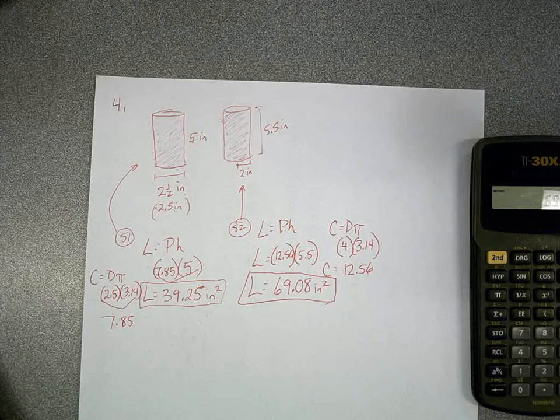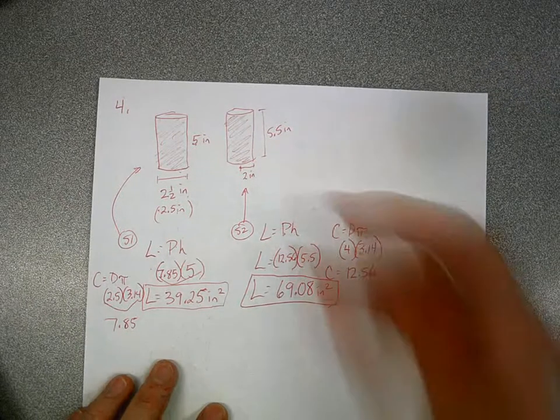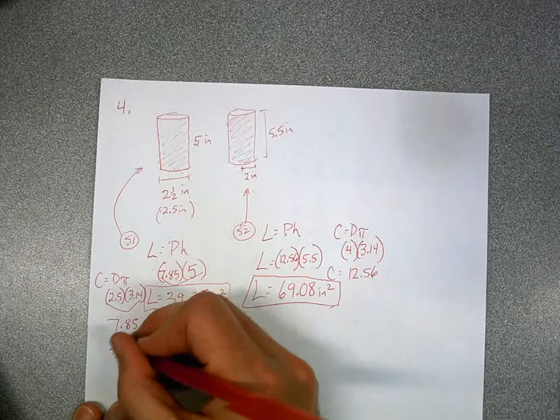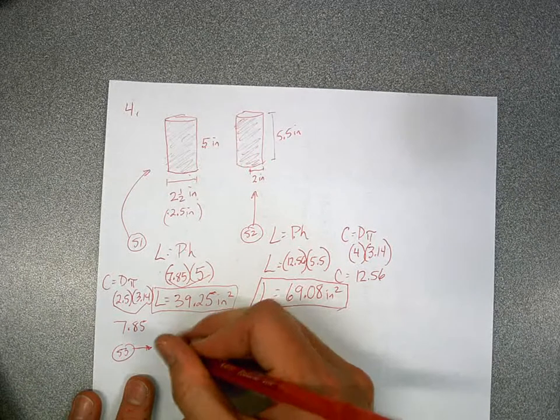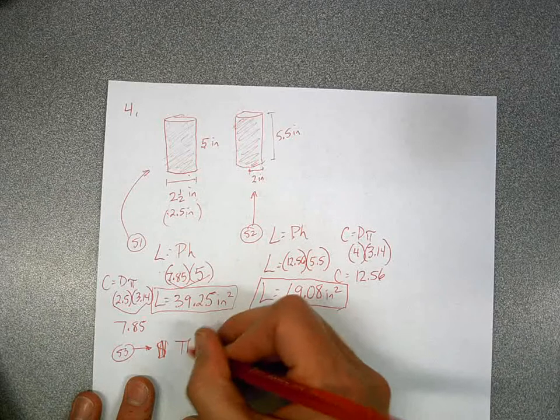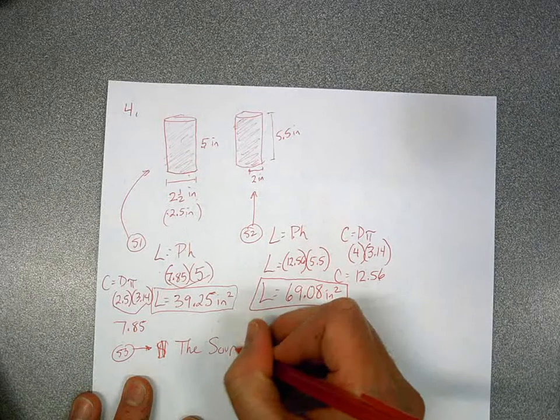The question says, is more paper needed to make the label on the orange juice can or the soup can? What's the answer, guys? Soup can, right? So this could be step three. Don't forget to not just do the math, but actually answer the question. So you can put the soup can. And it's also said to explain.